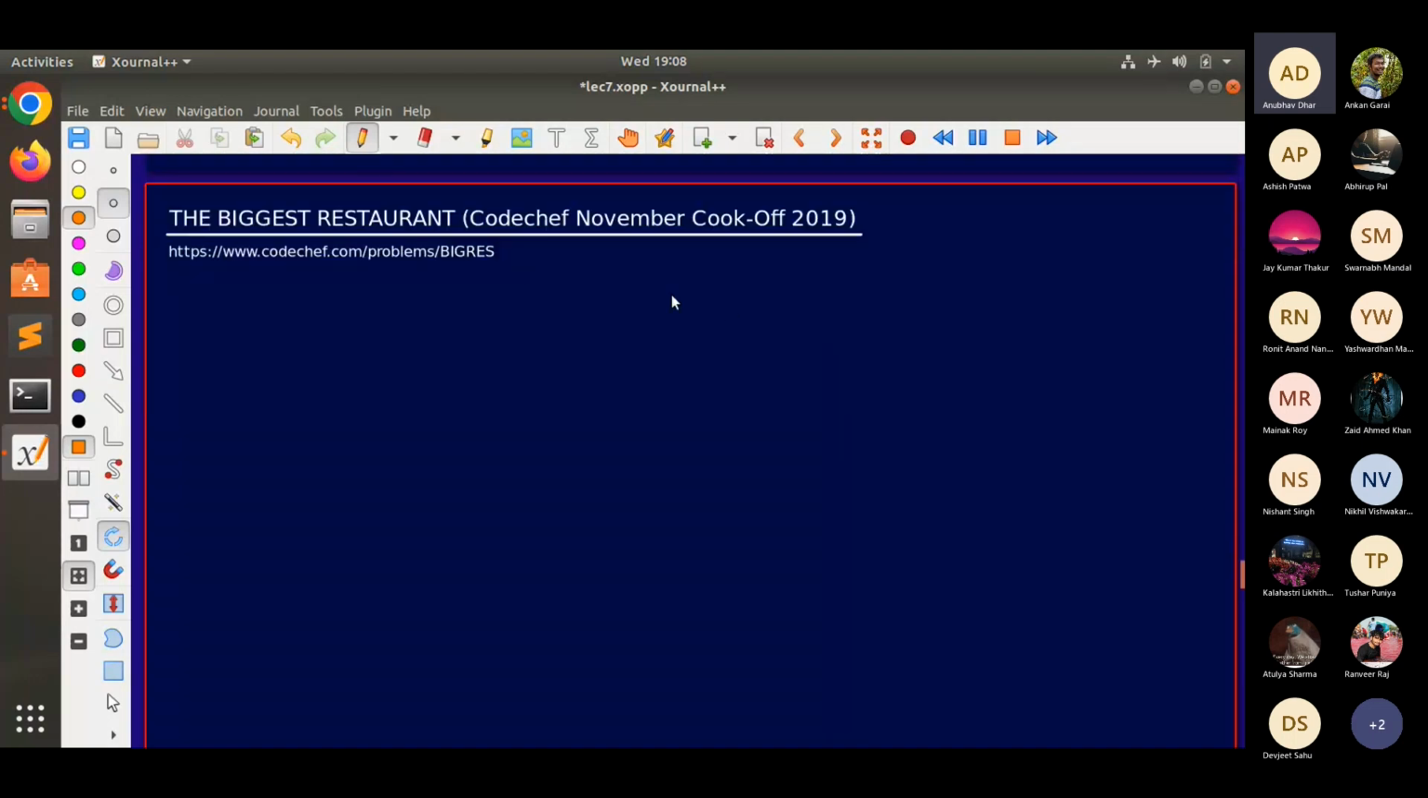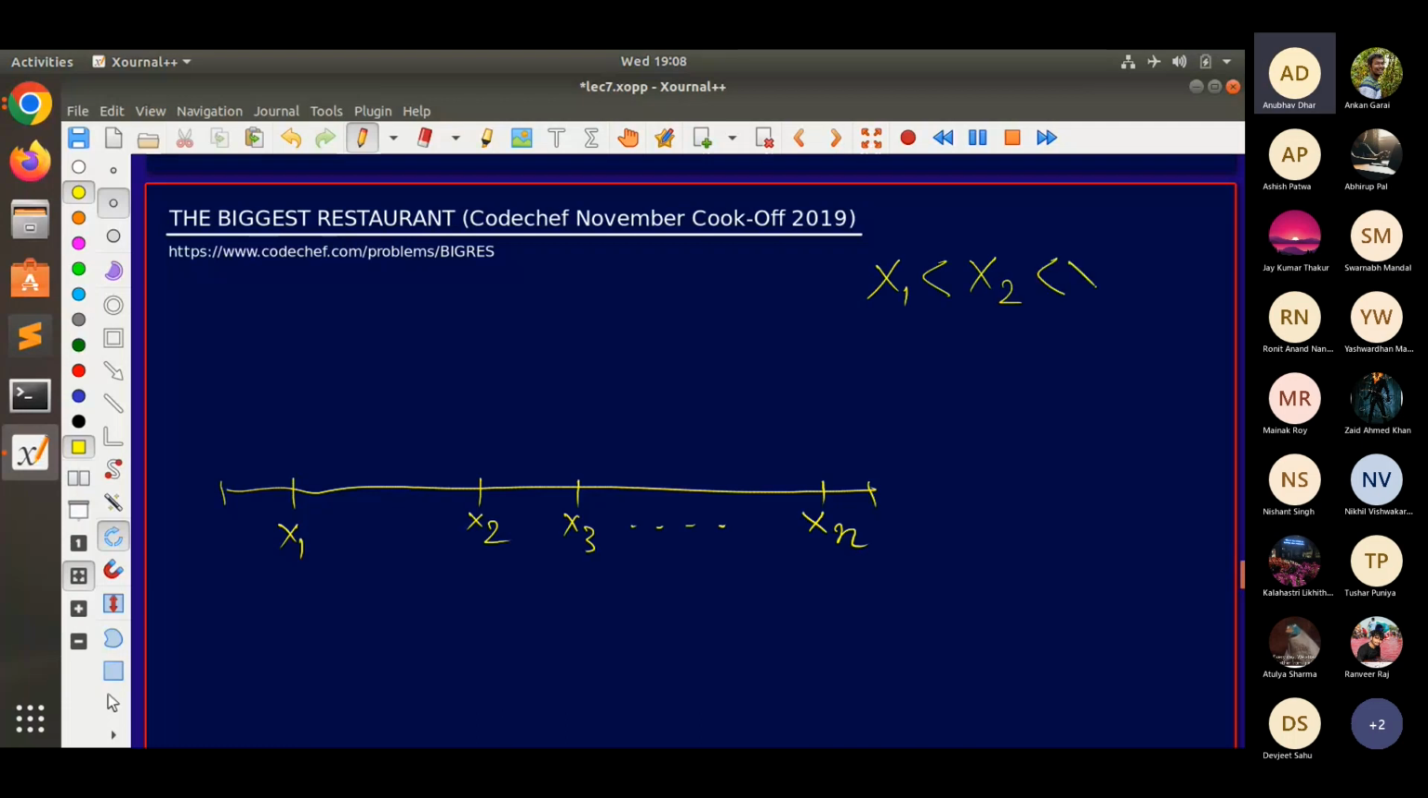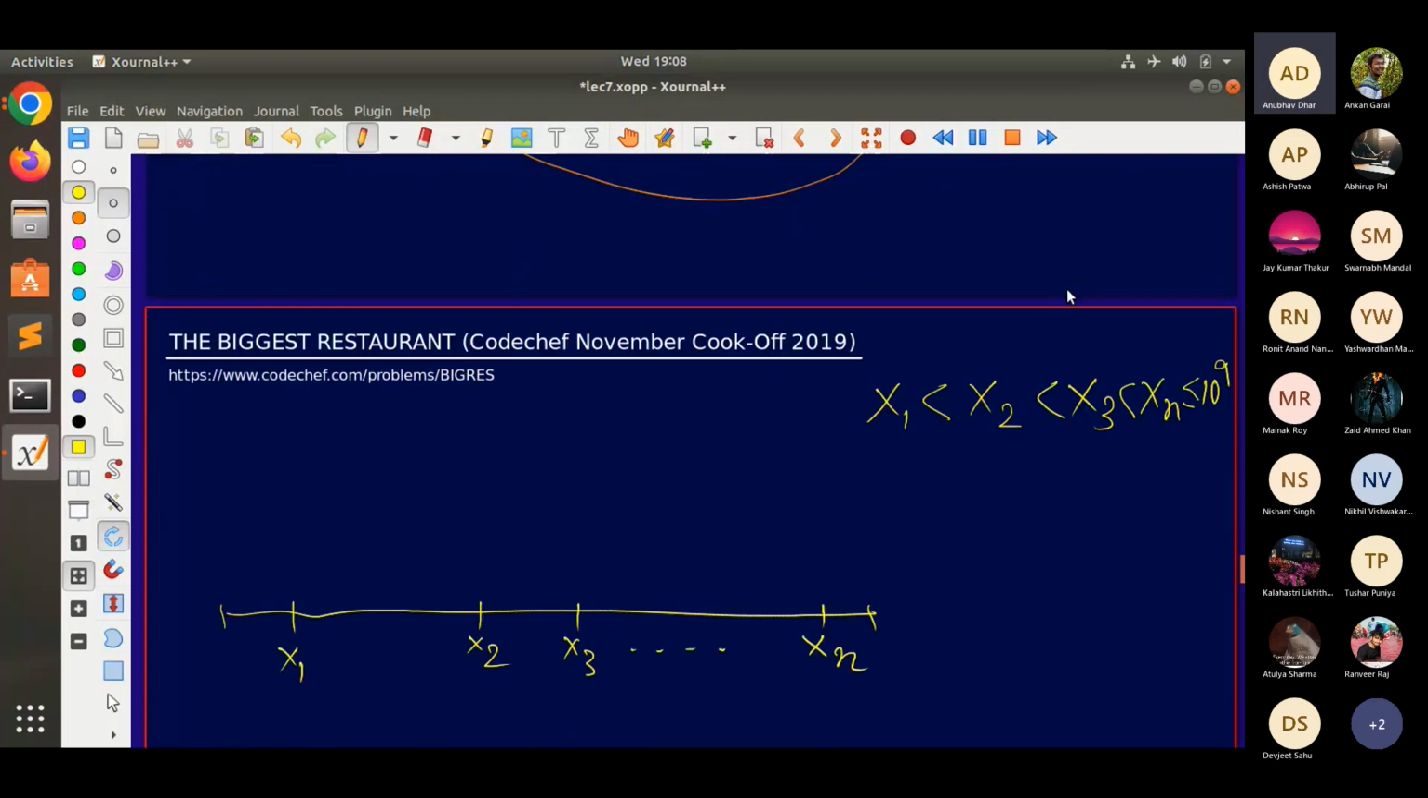Okay, so what I'm more interested in is to discuss this problem, the biggest restaurant. This is a problem from November book of 2019 from Coach. The problem is pretty simple. You are given n coordinates x1, x2, x3, up to xn, such that they are strictly increasing, and the constraints are something like maybe 2 into 10 to the 9 or something like that. Basically, the point is they are large.